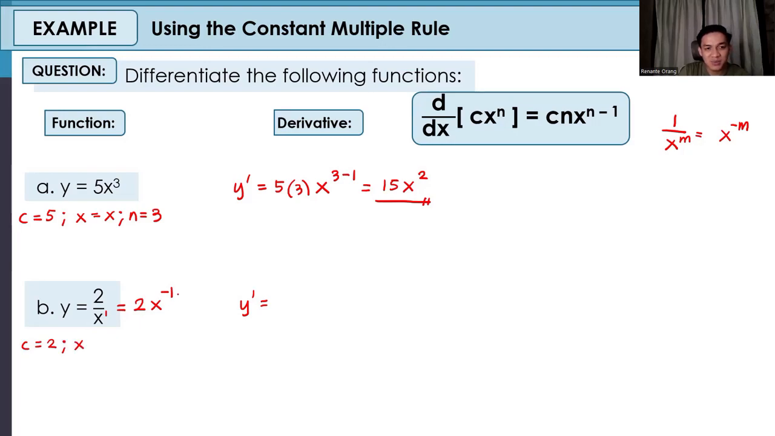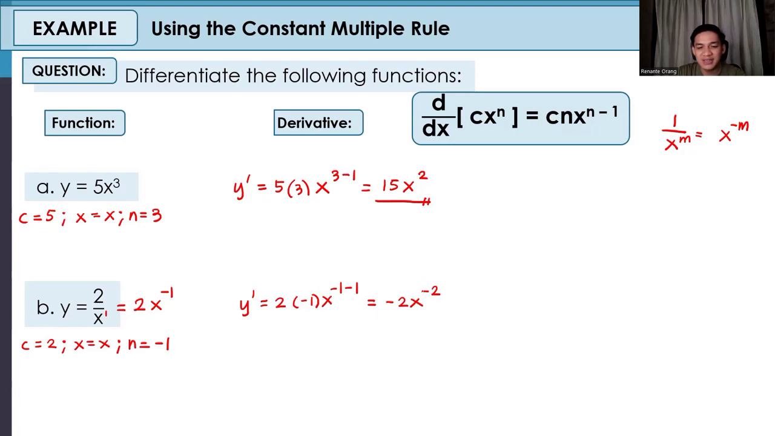X natin, yung may exponent, which is si x. And then, yung ating n, which is its exponent, is negative 1. So, sundan natin yung formula natin, class. C is 2. N is negative 1. X is x. N is negative 1 minus 1. Simplify natin. Magiging 2 multiplied by negative 1 is negative 2. X, negative 1 minus 1 is negative 2.